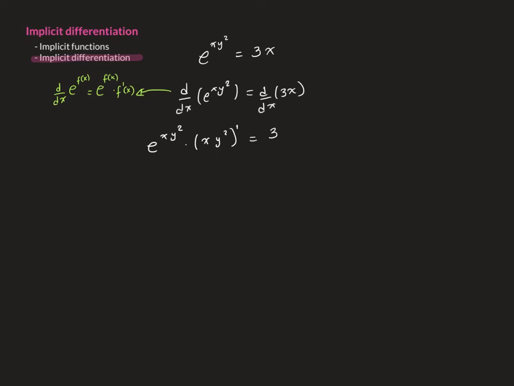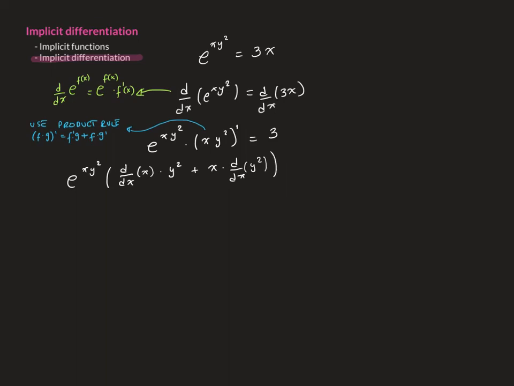Now I'm going to work on the derivative of x times y squared, and that is going to be very, very similar to the derivative that we did in the previous example. So for that we're going to use the product rule, and we're also going to use chain rule again. So I'm just going to keep e to the power of x y squared right there, and I'm going to work with this expression separately. So derivative of x times y squared plus x times derivative of y squared, and then this should be equal to 3.